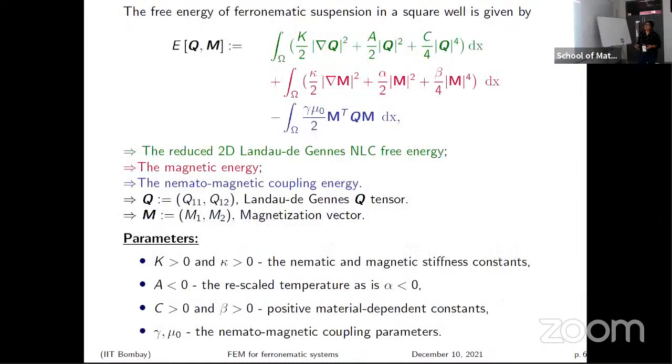This is the ferronematic free energy, where the first part is the reduced two-dimensional Landau-de Gennes nematic liquid crystal free energy. The second part is the magnetic energy, and the third part is the nemato-magnetic coupling energy. The parameters capital K and kappa are the nematic and magnetic stiffness constants. The parameters A and alpha are temperature-dependent constants, and they are negative. The constants C and beta are positive. The parameters gamma and beta are the magnetic coupling parameters.